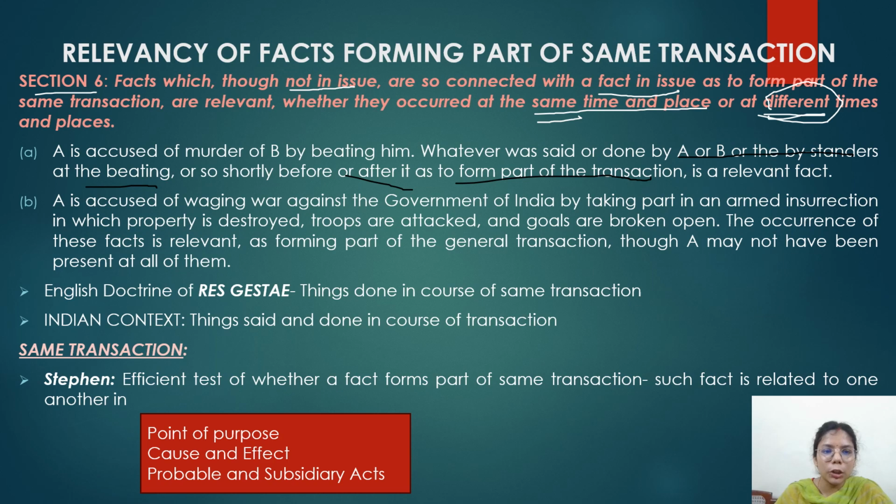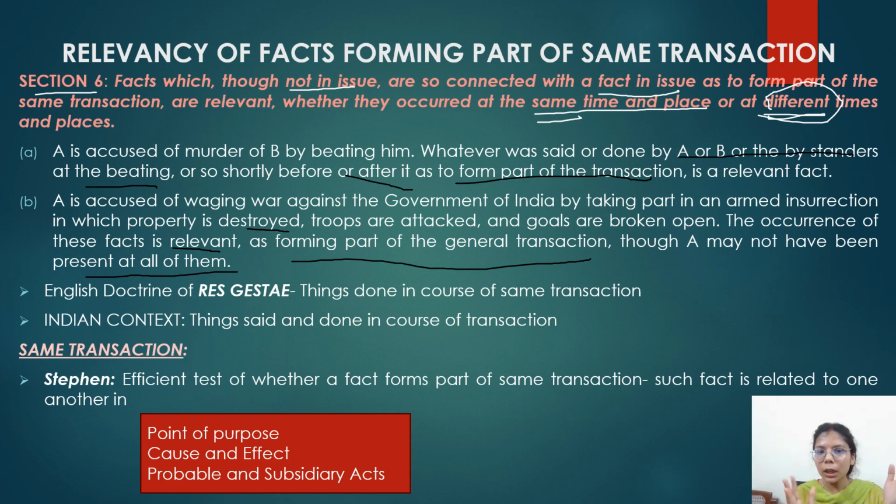Then A is accused of waging war against the government of India by taking part in an armed insurrection in which property is destroyed, troops are attacked, jails are broken open. The occurrence of these facts is relevant as they form part of the general transaction, though A may not have been present at all of them.